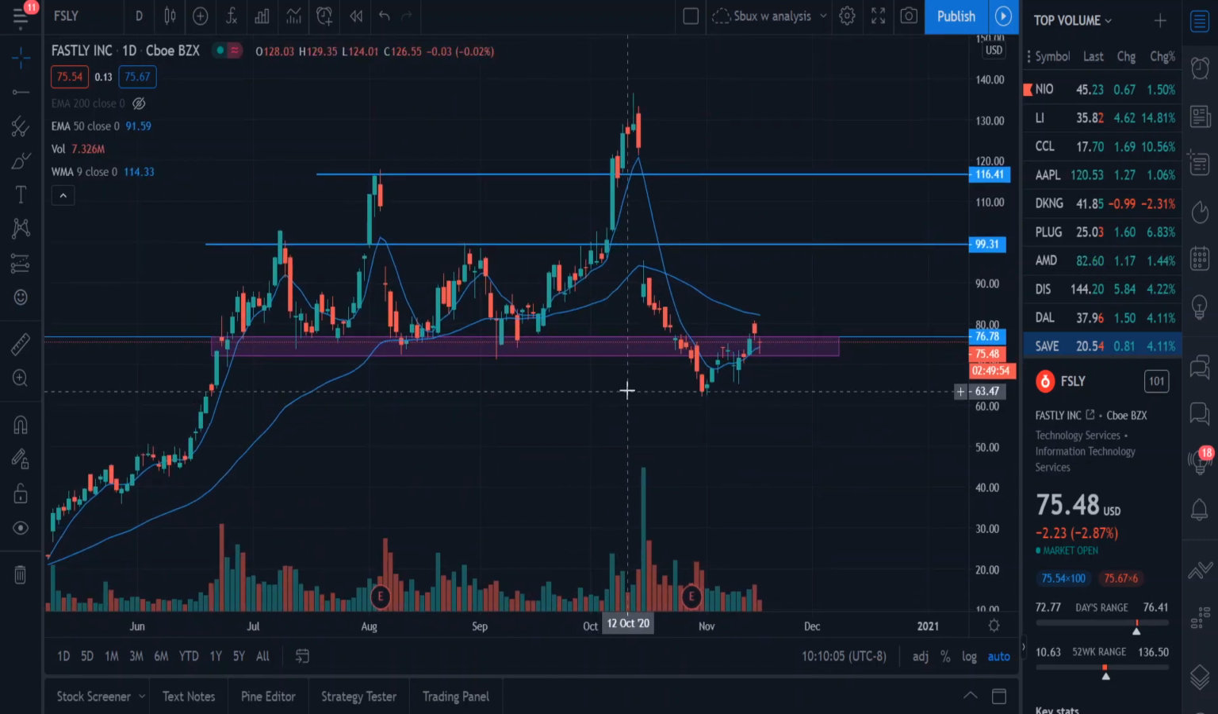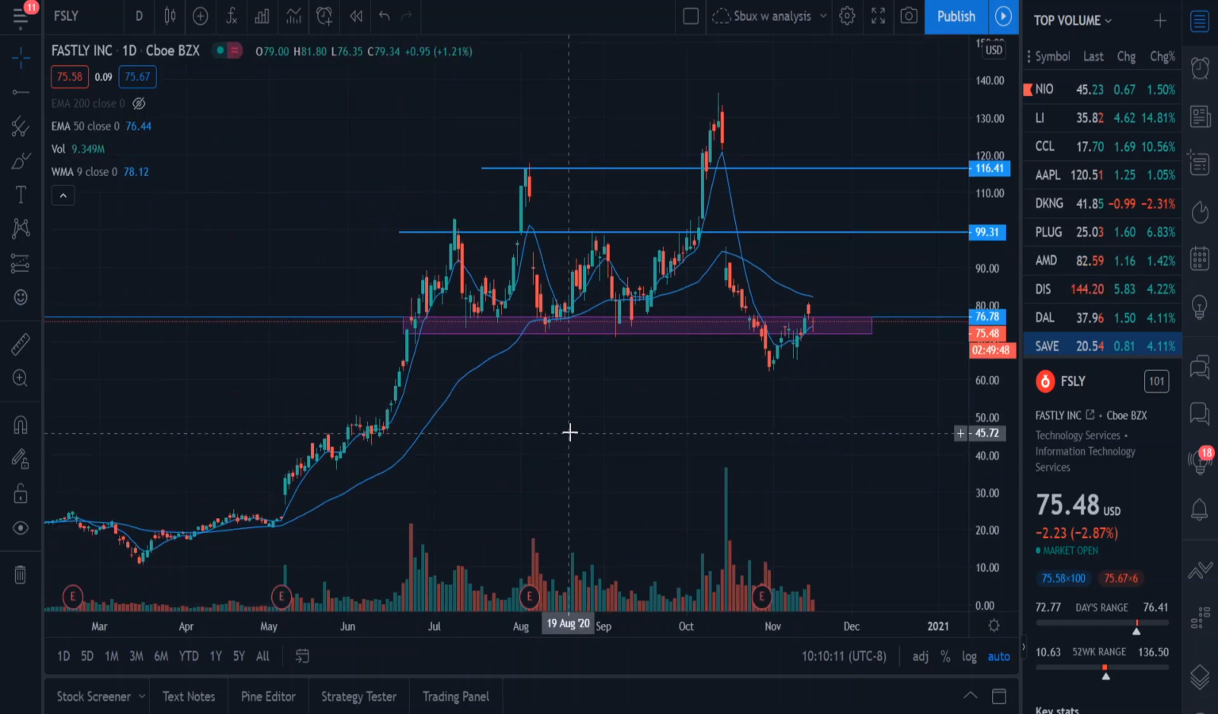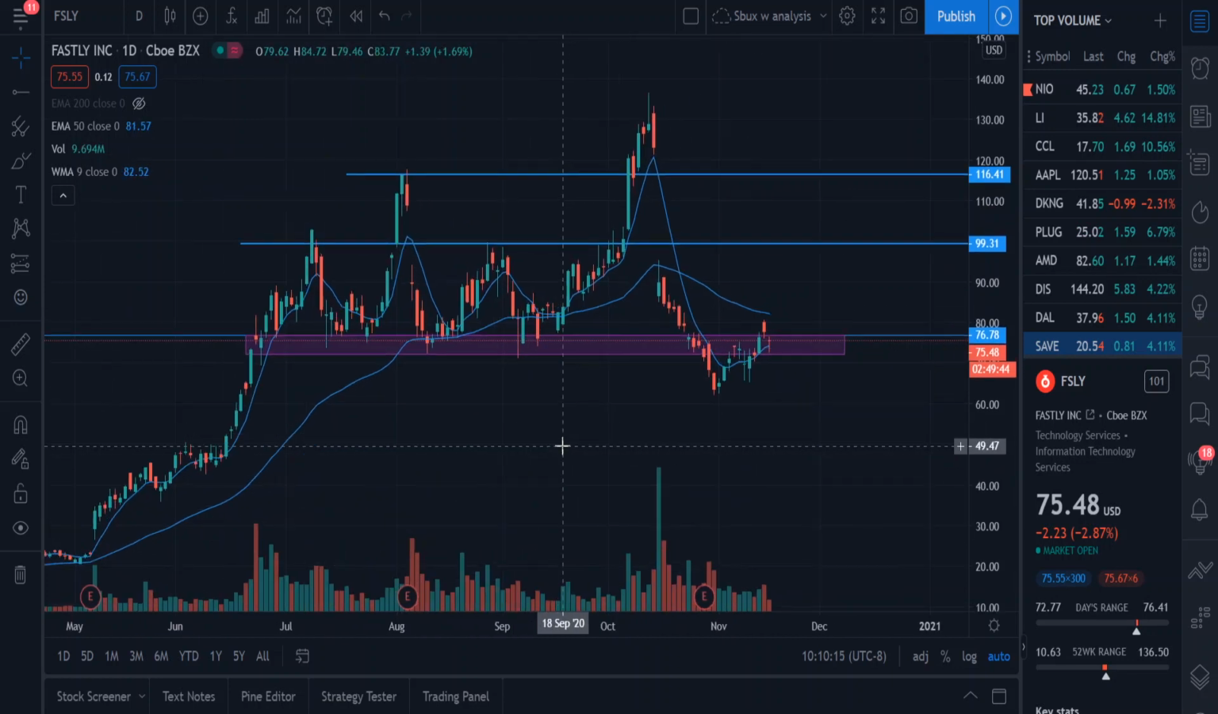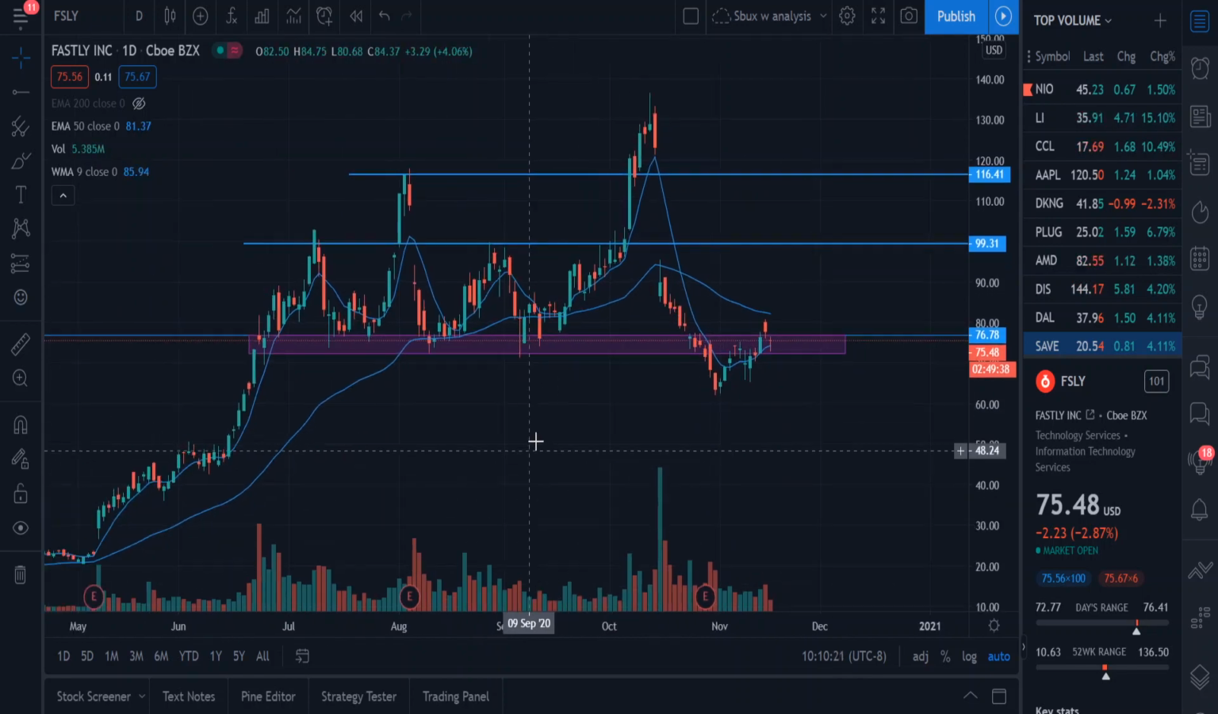But with Fastly, it seems like they really just pulled back. They stopped trading downwards at a random moment. So that's why I didn't really want to bring this stock to you guys earlier. I wanted to wait for some clear price action, some clear technical analysis that I could show you on the stock. And that's what I think I have right now.